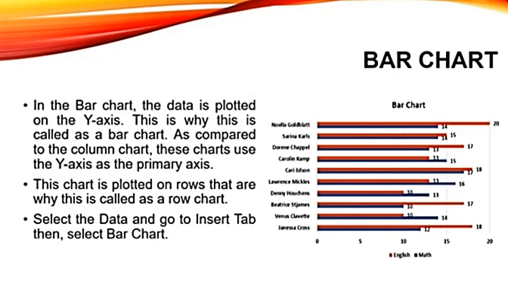Next, bar chart. It is quite similar with the column chart. Column chart में क्या था? All the bars are in the vertical position because it is column.